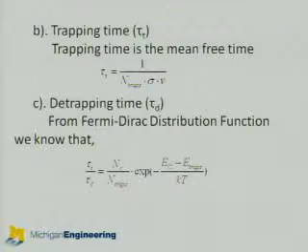Then we need physical quantities to describe the trapping and detrapping. So we use the trapping time, and we denote it as tau t. Trapping time is the mean free time, which equals 1 over the density of traps per volume times the cross-section times the velocity. And the detrapping time we denote as tau d, and from the Fermi-Dirac distribution function, we know that tau t over tau d equals this expression.